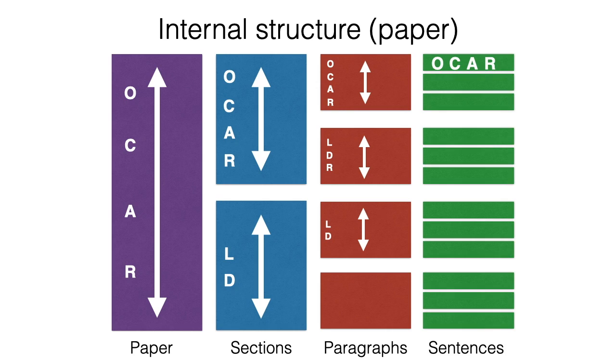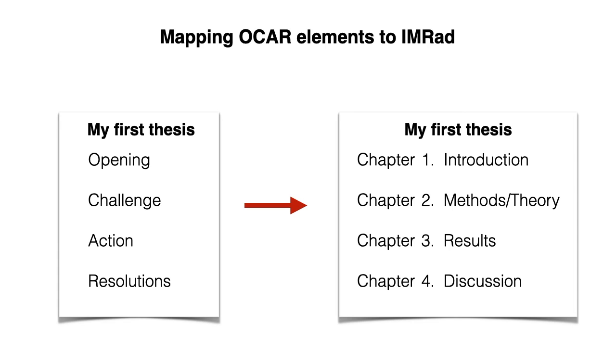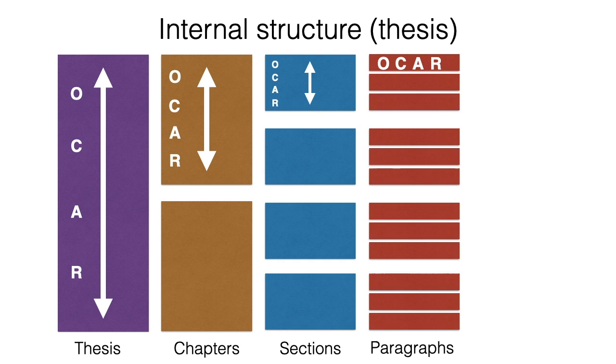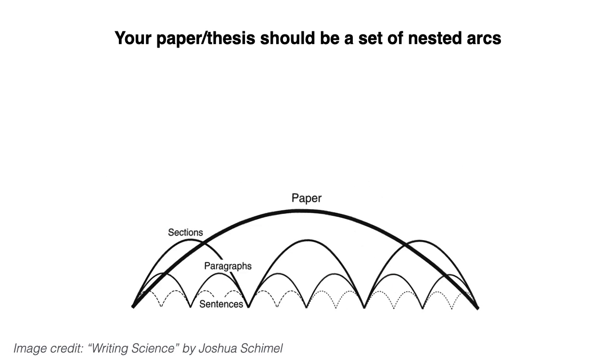When it comes to a thesis, on the other hand, there is an extra layer of structure, since a thesis typically has chapters. So in the case of a thesis, you will map OCAR to IMRAD at the chapter level. You will have an introduction chapter, a methods or theory chapter, at least one results chapter, although often there are several different results that deserve their own chapter, and finally a discussion chapter. Within each chapter, the sections, paragraphs, and sentences should each tell their own story, and together they should all form an arc. More specifically, your paper or thesis should be a set of nested arcs.